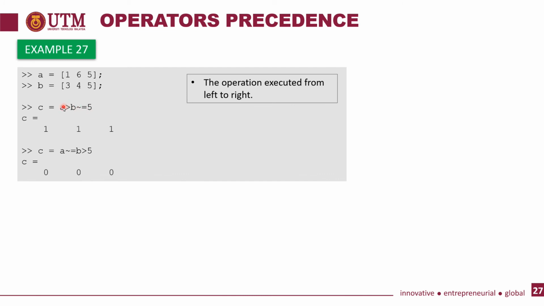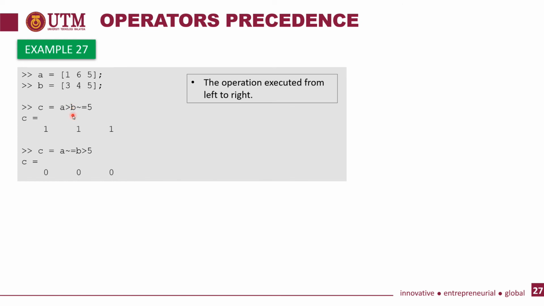Based on the precedence level, relational expressions fall into the same level. So what you must do is execute from left to right. Right now we are comparing: is A greater than B? No, so it will become 0. Is 0 not equal to 5? Yes, 0 is not equal to 5, so it will equal 1. 1 is a true statement. Next, is 6 greater than 4?